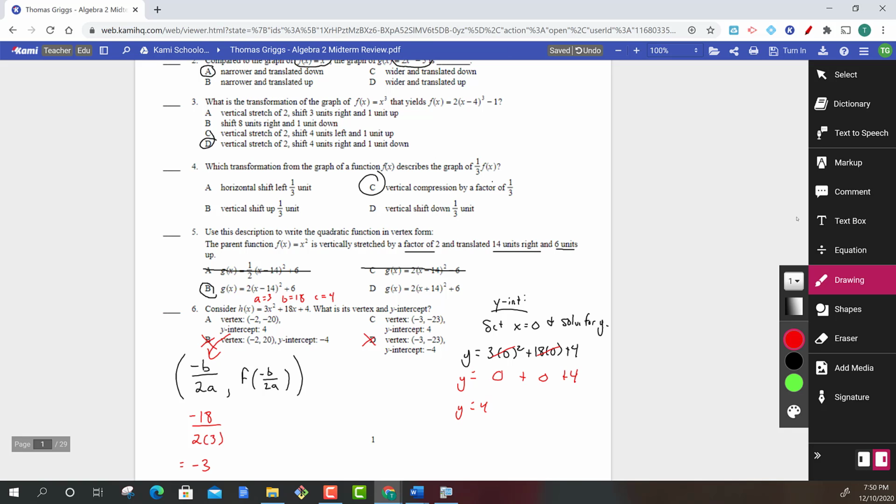We already know what the answer is at this point. But in case we didn't, we would then take that negative 3 and we would substitute it back in for x in the original problem, to get the corresponding y value. And I'm going to cheat a little bit, but I know the answer has to be negative 23 because that is this answer choice here. So the vertex is negative 3, negative 23.